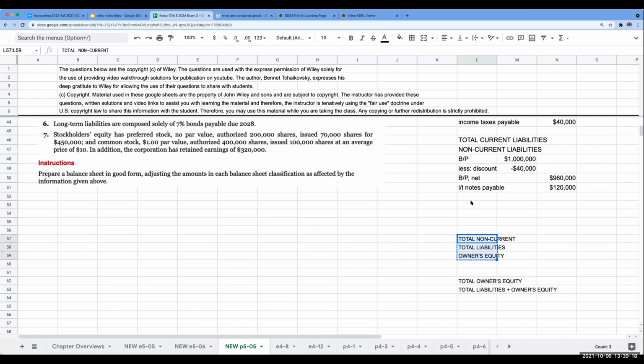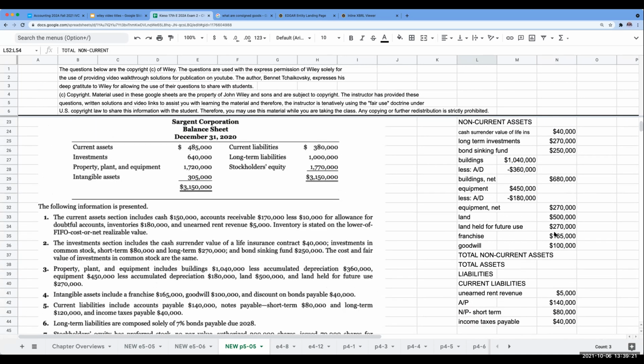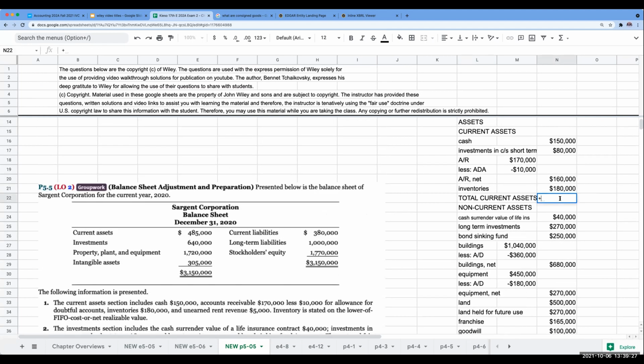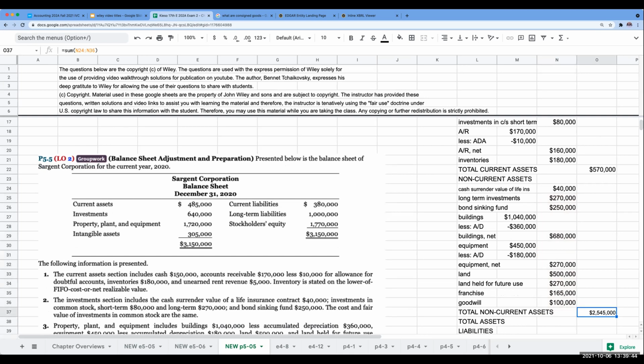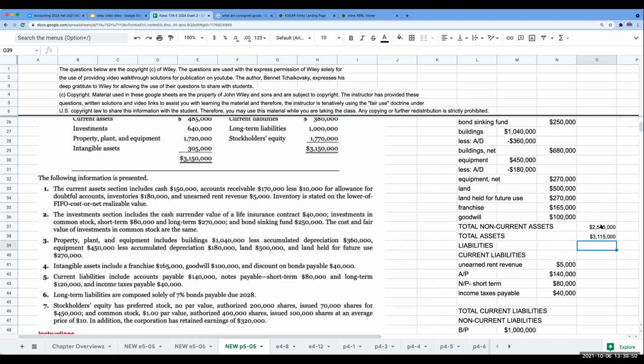All right, so let's go through here so far and add up to see where we are. My total current assets are going to be 150 plus 80 plus 160 plus 180, or 570. I'm just going to flush this over a little bit so it's not as cramped. My total non-current assets are going to be 2,545,000. So my total assets are going to be 3,115,000. My current liabilities are going to be 5 plus 140 plus 80 plus 40, or 265.